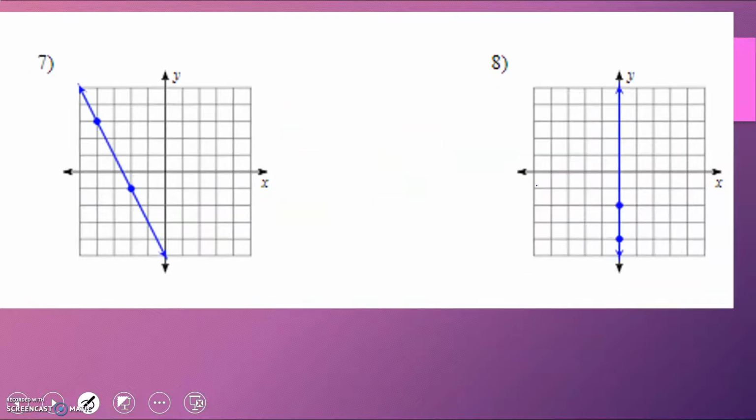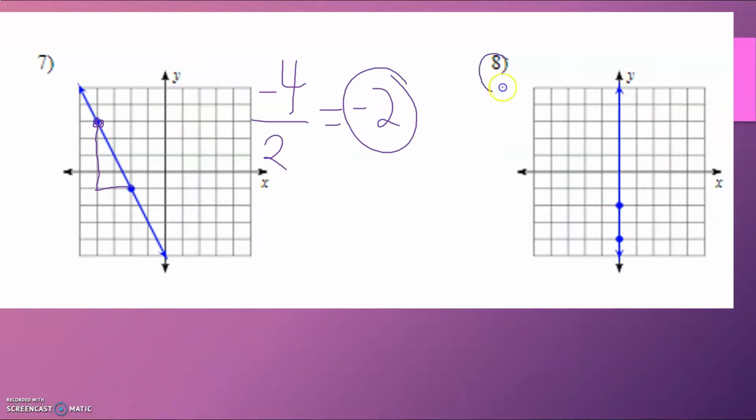All right, number 7, starting with our leftmost point over here, we're going to go down 1, 2, 3, 4. So we're going down 4, so that's negative. And then we're going to go over 1, 2. -4 divided by 2 is -2, so our slope is -2.